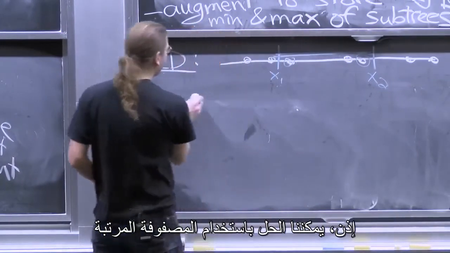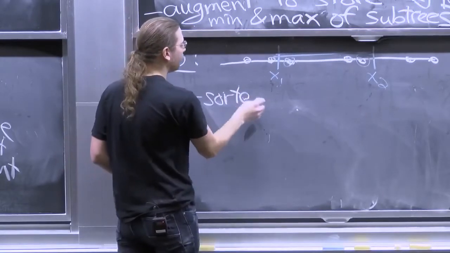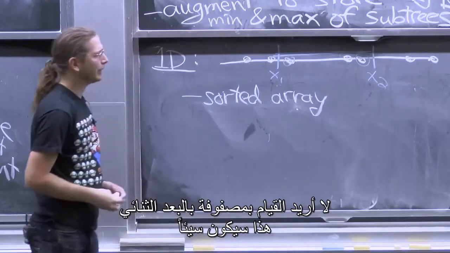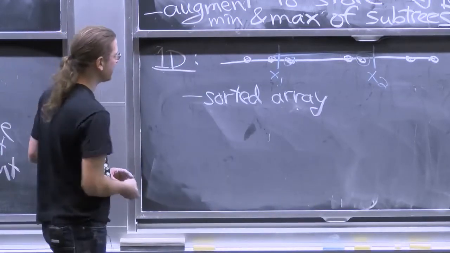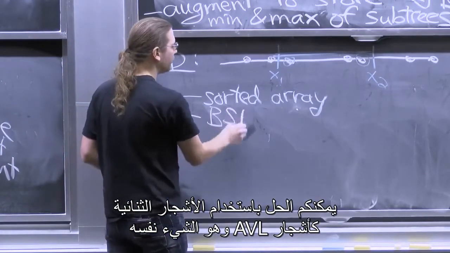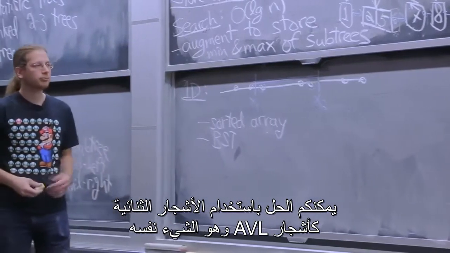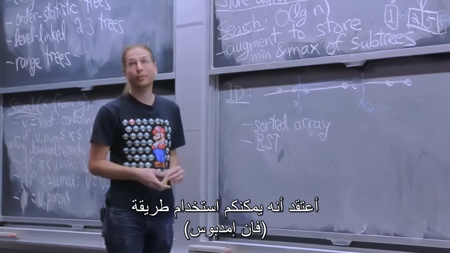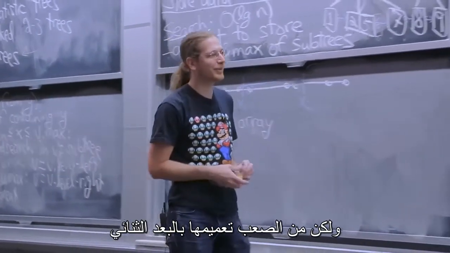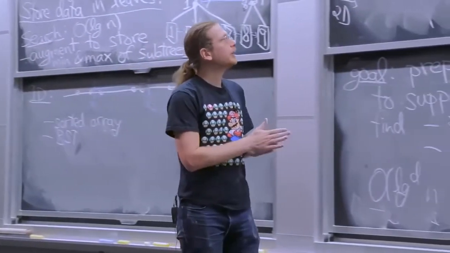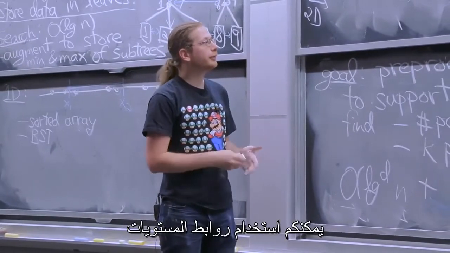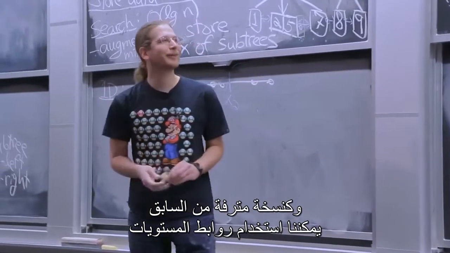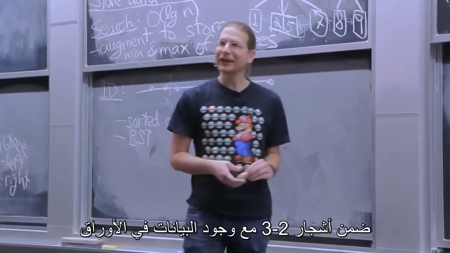Okay, so we could do a sorted array. Of course, sorted array is a little hard to generalize. I don't want to do a 2D array. That sounds bad. You could, of course, do a binary search tree, like an AVL tree. Same thing, because we have log n search, find successor, predecessor. I guess you could use Van Emde Boas, but that's hard to generalize to 2D. You could use level linked. Here's a fancy version. We could use level linked 2-3 trees with data in the leaves.